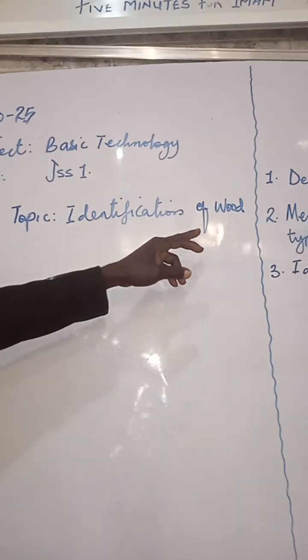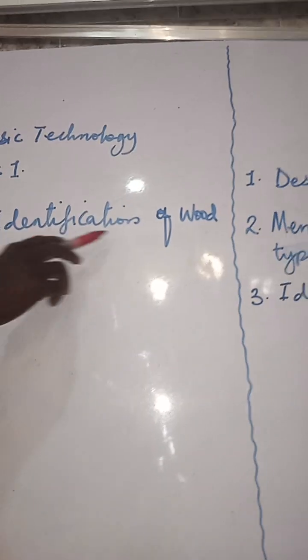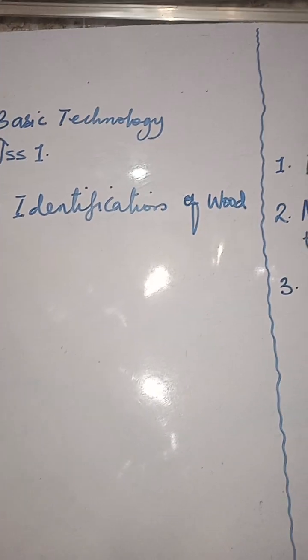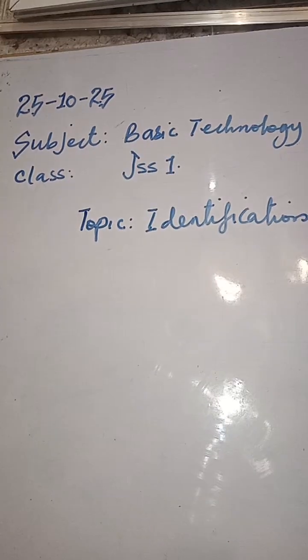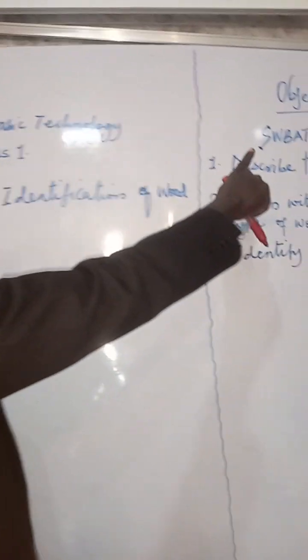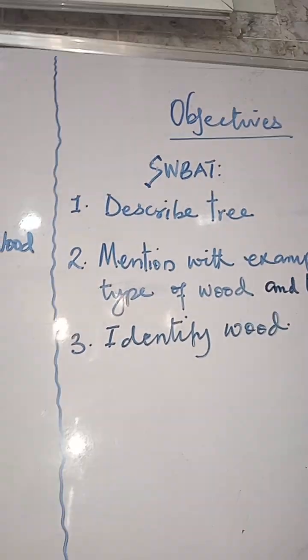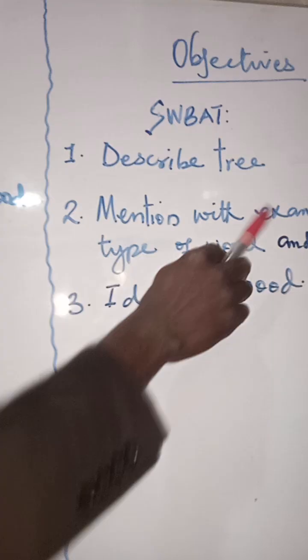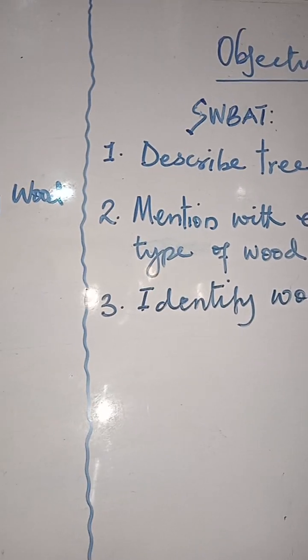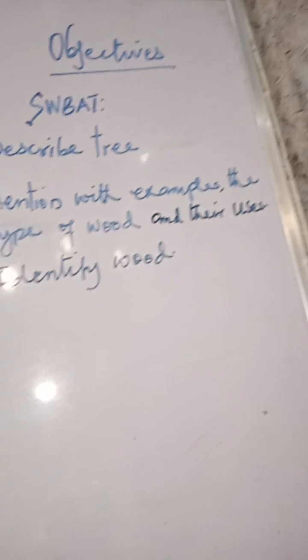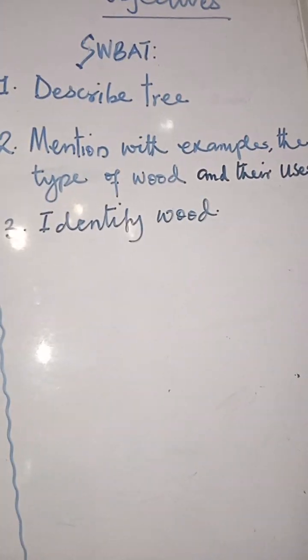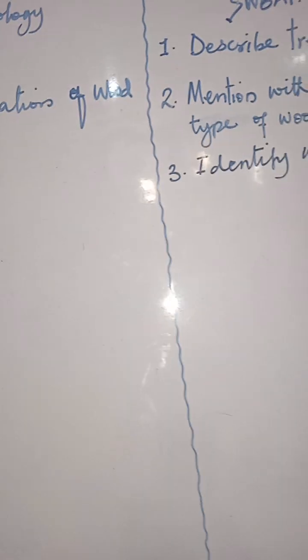The topic we have today is identification of wood. The subject is basic technology. Today we are going to look at the following objectives. Number one, describe the tree. Two, mention examples of the types of wood and their uses. Three, identify wood. Let us follow it one after the other.